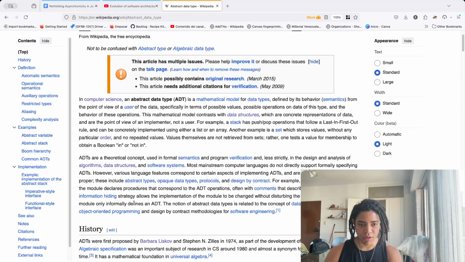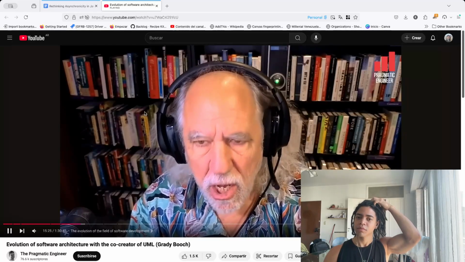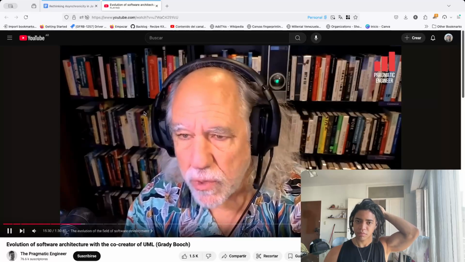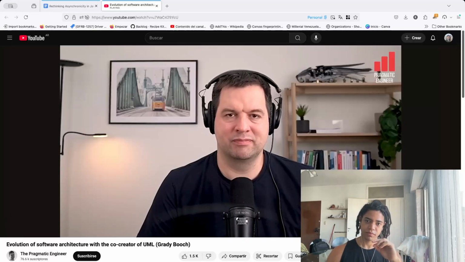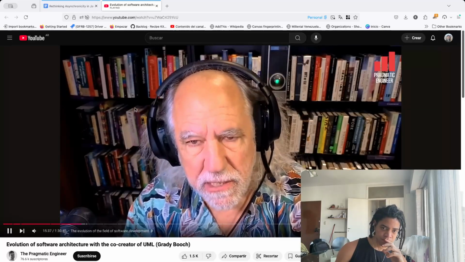But the model only informally defines an ADT, an abstract data type. The notion of abstract data type is related to the concept of data abstraction, important in object-oriented programming and design by contract methodology from software engineering. But use the ideas of information hiding from David Parnas, all ideas that were very new at the time, but frankly are part of the atmosphere in which we breathe right now. And so as an industry, we really didn't understand the methodologies to make that work.